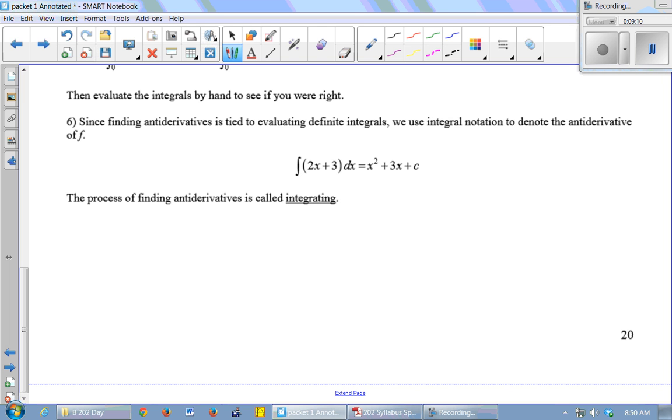So we should notice, no bounds. That means just find the antiderivative. So the process of finding an antiderivative is called integrating. So is the process of finding the area under a curve. We tend to call both of them integration, even though they're really two separate processes, they're very closely tied together.